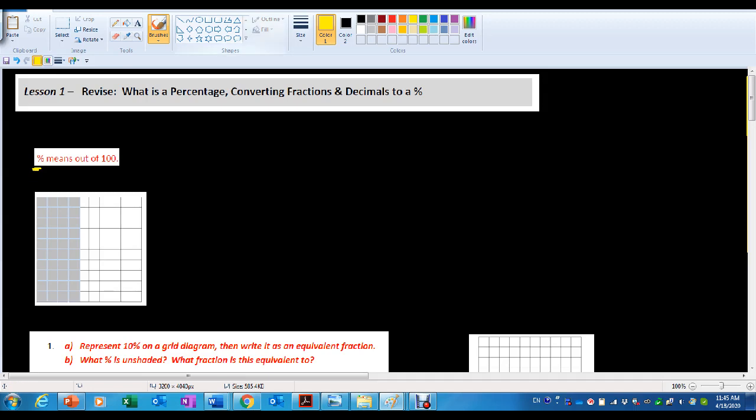For example, if I say 20%, that means 20 out of 100. 20 out of 100 is simply 20 over 100, which is just a fraction. So you understand that actually a percentage is just a fraction with denominator 100. That's it.